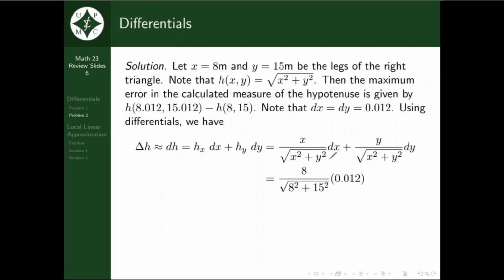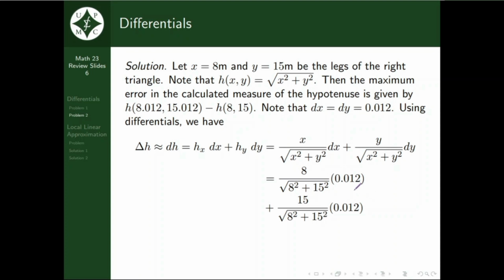So we just substitute values. Take note that what we use here should be x equal to 8 and y equal to 15. And then dx and dy are both equal to 0.012, because 8.012 minus 8 is just 0.012. And similarly, 15.012 minus 15 is just equal to 0.012. So, that's our expression.